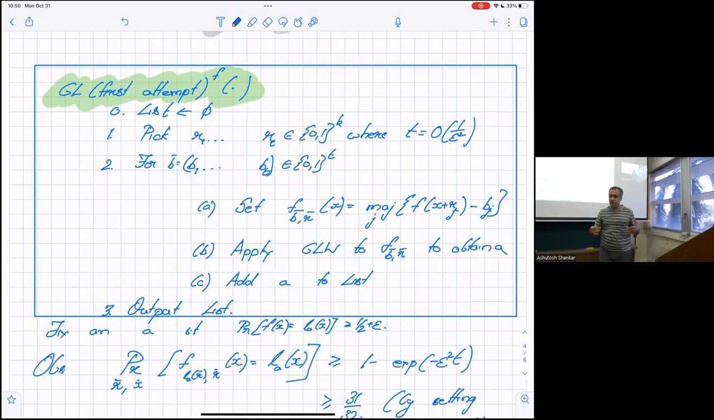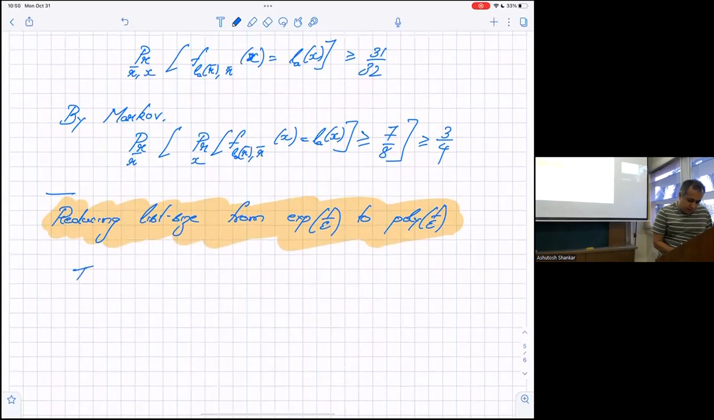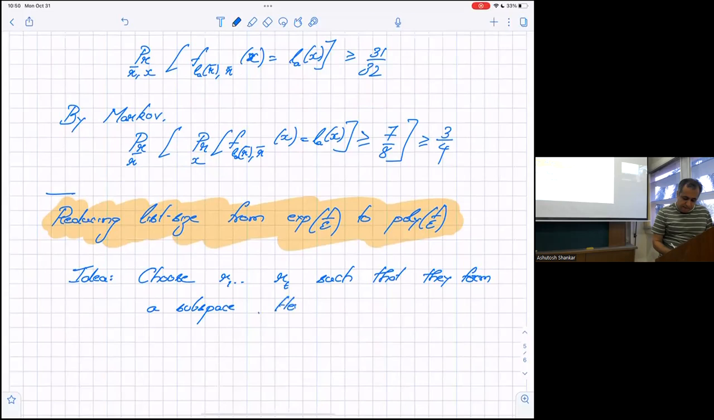Let's write down what the idea will be. The idea is now going to be: choose R1 to RT such that they form a subspace. Hence, to guess values of LA at the R bar, it is sufficient to guess on the basis, and that will reduce the list size considerably.